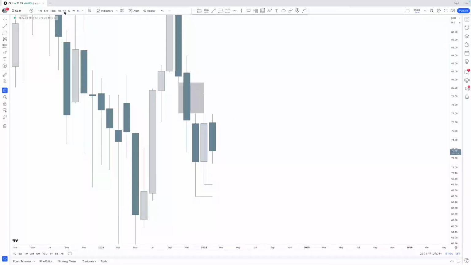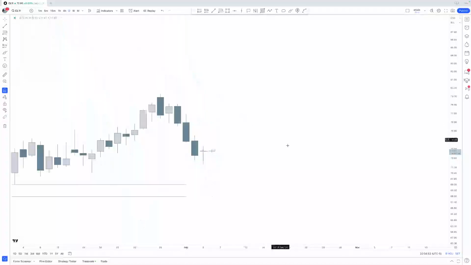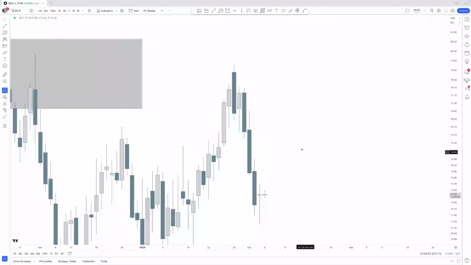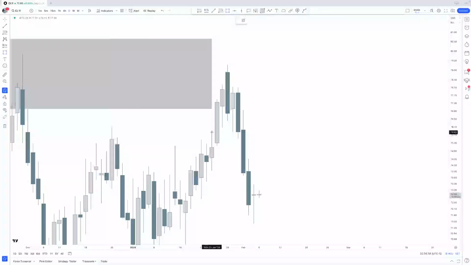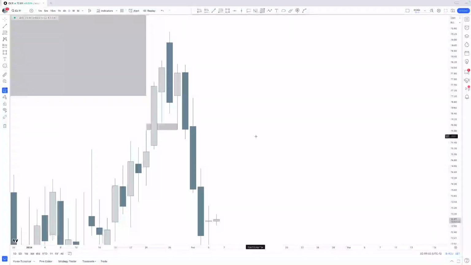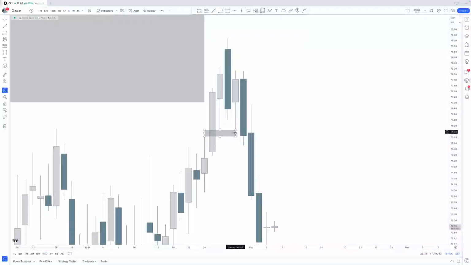Now we can go into the 4-hour time frame, but before that, I want to also go into the daily right here. And in the daily time frame, we see that when we come out of this monthly fair value gap, the first discount array we encounter is this daily fair value gap right there. This is the first resistance area.